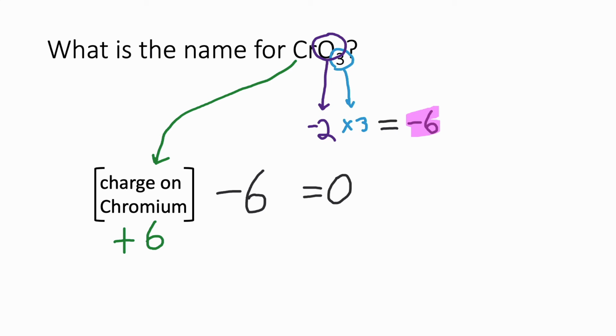That tells us that the charge on chromium here has to be +6. We can deduce that without notation because we know what the charge on oxygen is. So this is going to be chromium(VI) oxide.